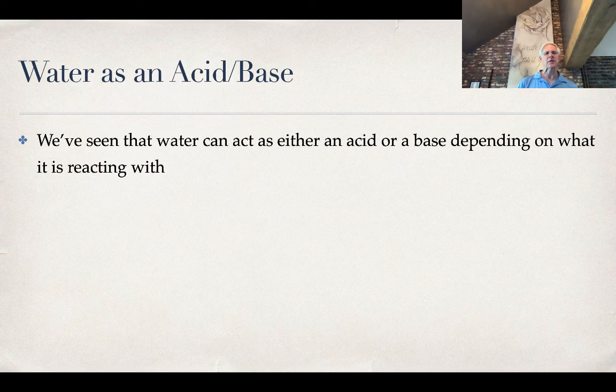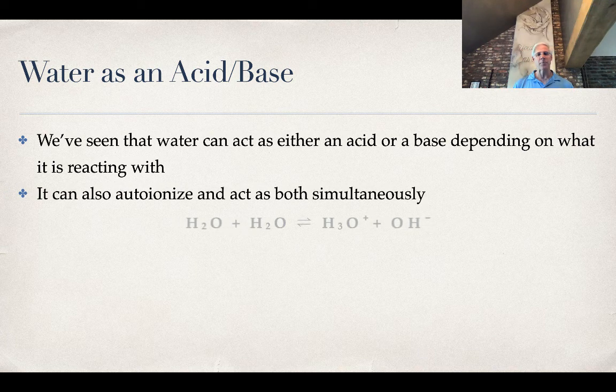So in our last part of our lecture, we looked at water and saw that water can behave as either an acid or a base, depending on what exactly it is reacting with. And so that sets up an interesting situation. Because water can act as either an acid or a base, it turns out it can also act as an acid or a base with itself. And we call that process autoionization.